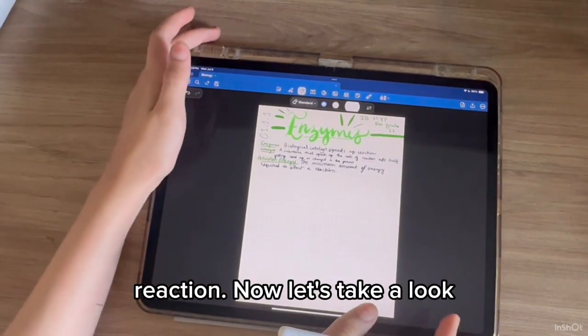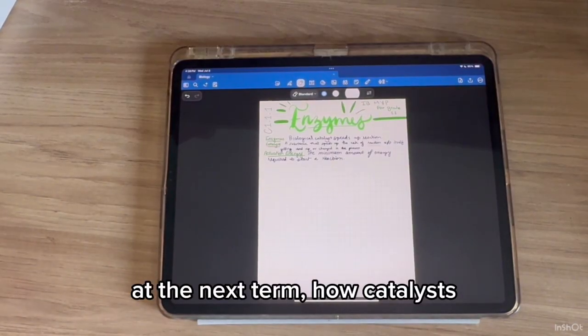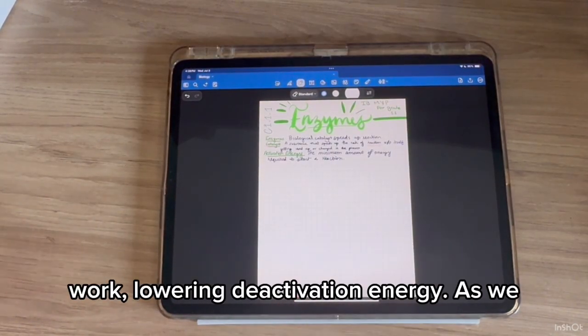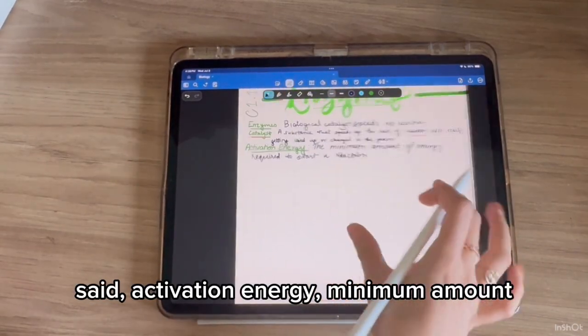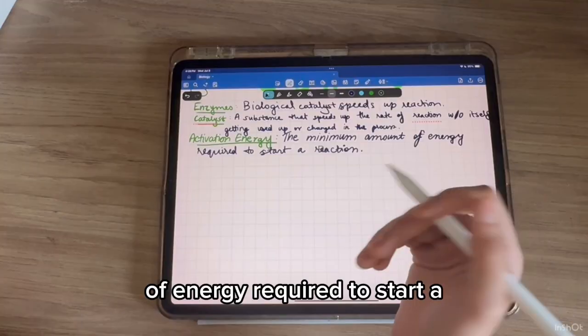Now let's take a look at the next term. How catalysts work: lowering the activation energy. As we've said, activation energy is the minimum amount of energy required to start a reaction.